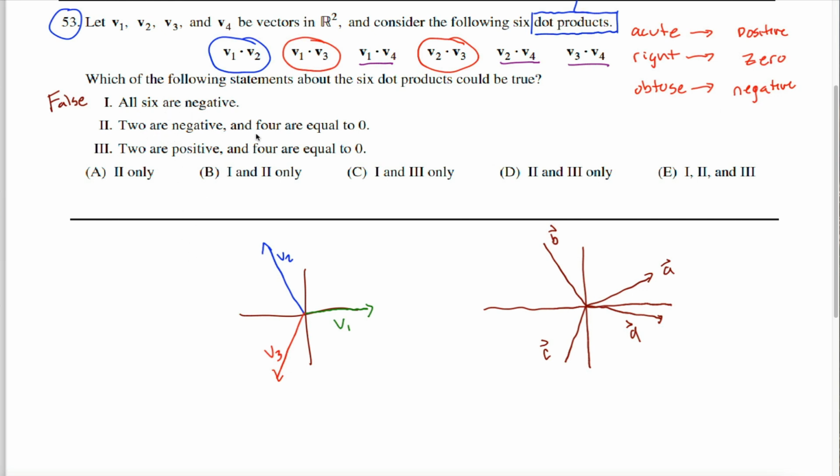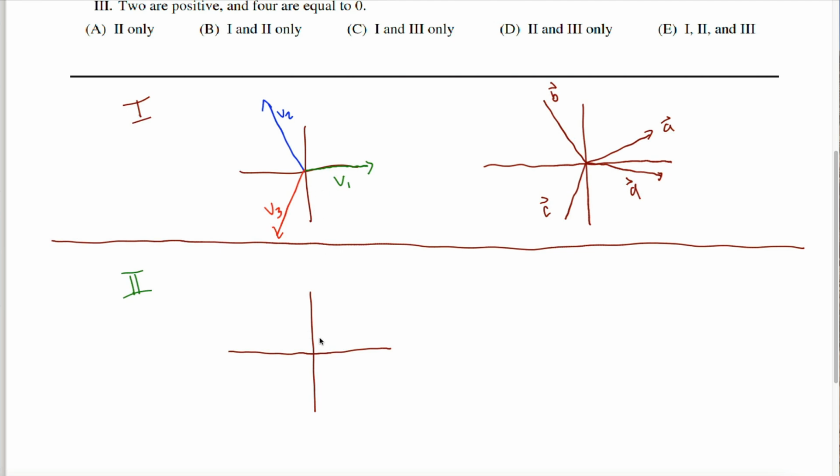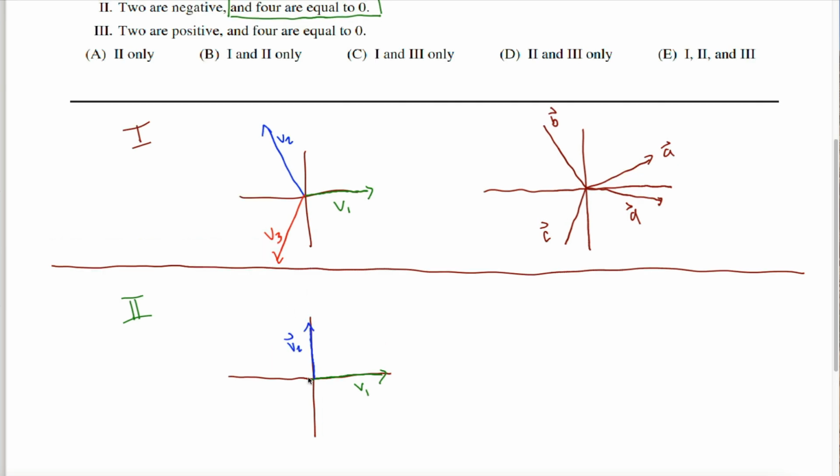Okay, could I have 2 of them be negative and 4 of them equal to 0? Well, let's see. I know that if the dot products are equal to 0, the vectors are perpendicular, right? The angle between them is a right angle. So one way I can make the dot product between v1 and v2 be equal to 0 is by putting v1 on the positive x-axis and v2 on the positive y-axis. If I decide to throw v3 on the negative x-axis, then the dot product between v1 and v2 would be 0. The dot product between v2 and v3 would be 0. And the dot product between v1 and v3 would be negative because the angle between them is obtuse, 180 degrees.